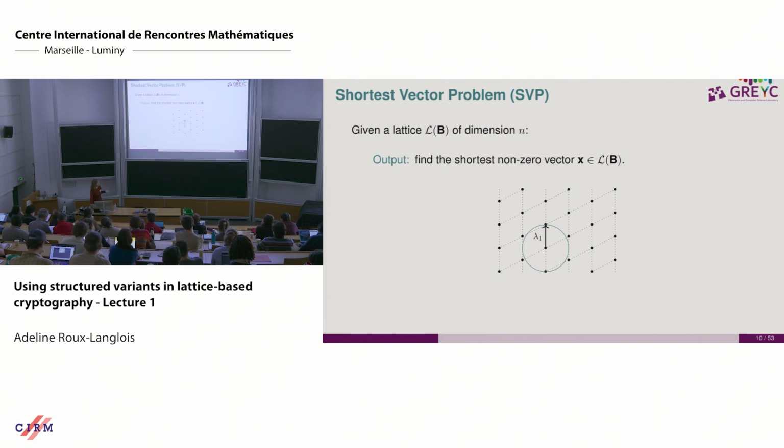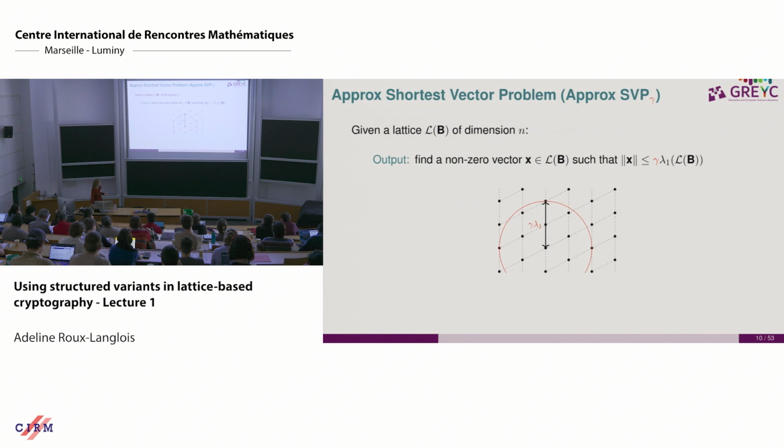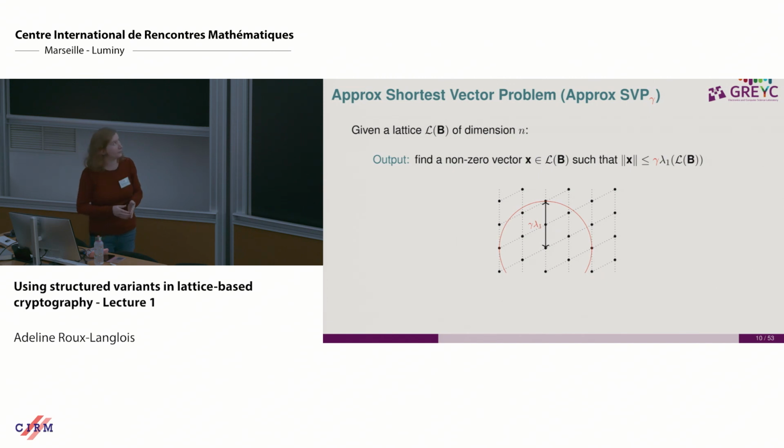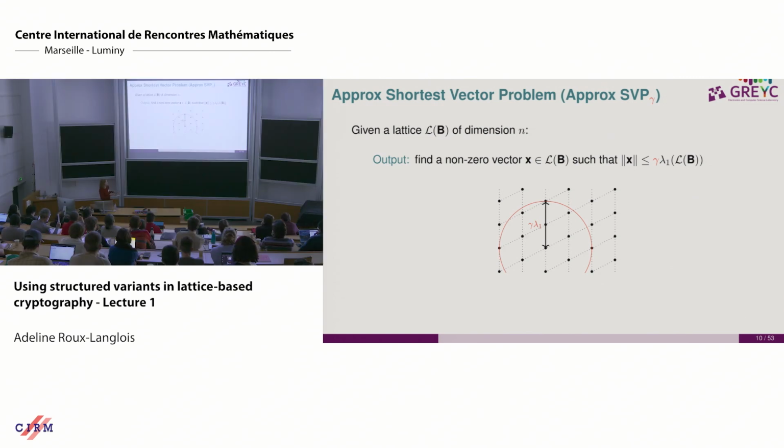And it's such a hard problem that you can even approximate it. So there is a first variant of this problem, called the approximate shortest vector problem, where now you have an approximation factor gamma, and you don't want to find the shortest non-zero vector, you just want to find one vector which has a norm less than gamma times the first minimum of your lattice. So it gives you much more possibilities, but it still stays very hard to solve. Even with a large gamma, we will see it stays very hard to solve.